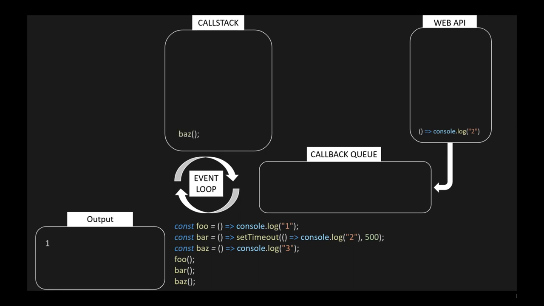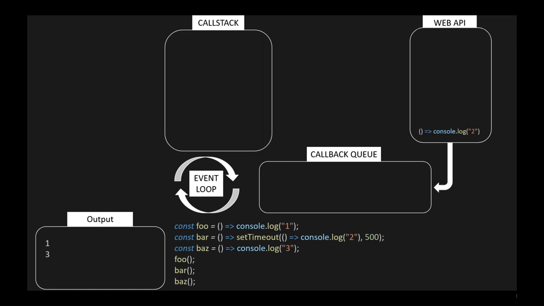Now, baz function is called and it'll be added to the call stack. It only has a console log function, which is first added to the call stack, then executed and removed from the call stack, logging 3 to the console. Then baz function will be removed from the call stack, which doesn't have anything to execute.